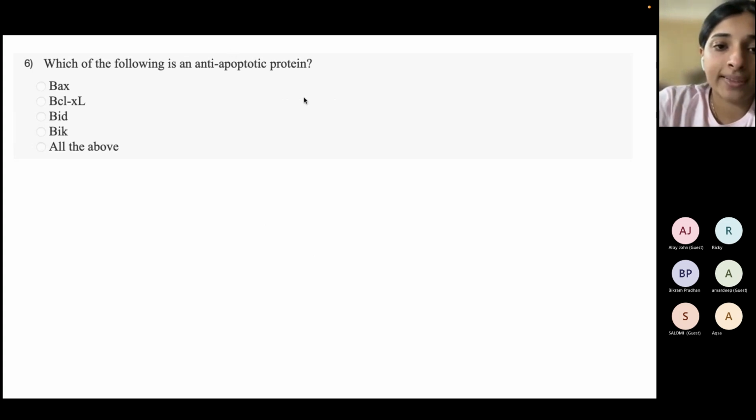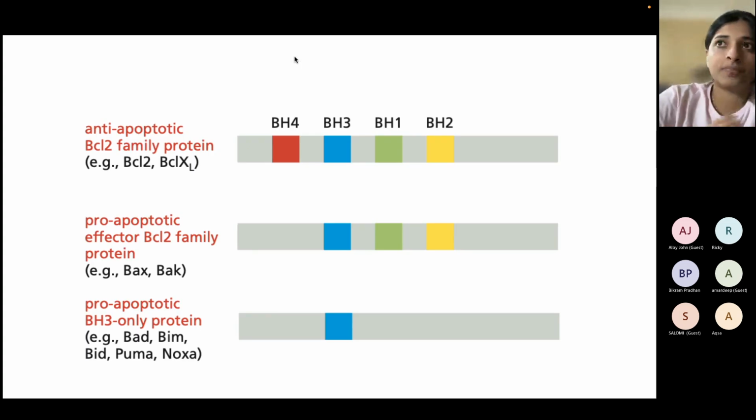Which of the following is an anti-apoptotic protein? So, like I mentioned, there are a large number of proteins that control the intrinsic mode of activation of apoptosis, and mainly it is from a family of proteins known as the BCL2 family. Now, there are different types of proteins within this family. It can be anti-apoptotic or pro-apoptotic. Anti-apoptotic means that these proteins exist in order to prevent the cell from initiating apoptosis. However, pro-apoptotic proteins exist in order to initiate the apoptotic cascade.